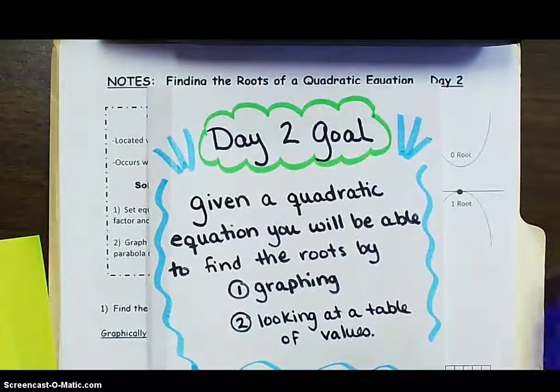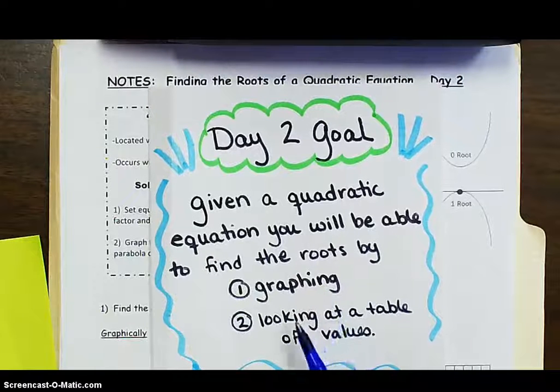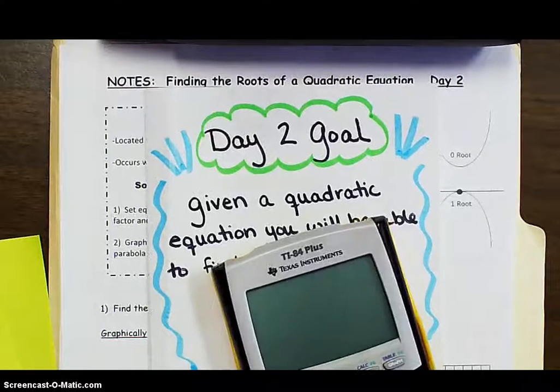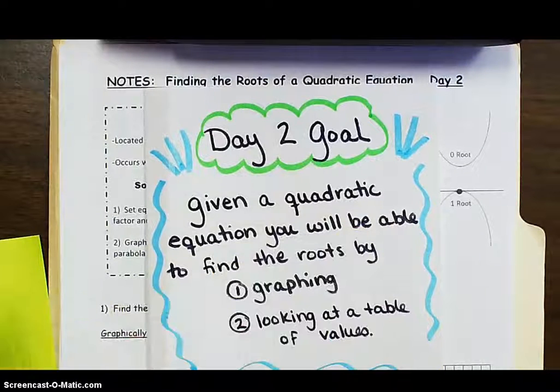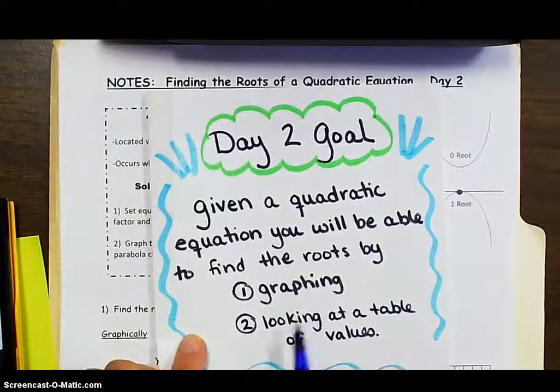Our goal today: given a quadratic equation, you will be able to find the roots by graphing and looking at a table of values. Just like yesterday, you are definitely going to need your handy-dandy calculator. All right, so let's take a look. We are finding the roots by graphing and looking at a table.